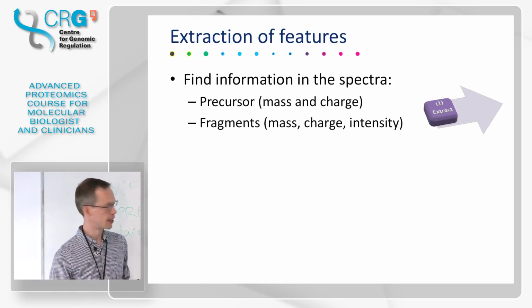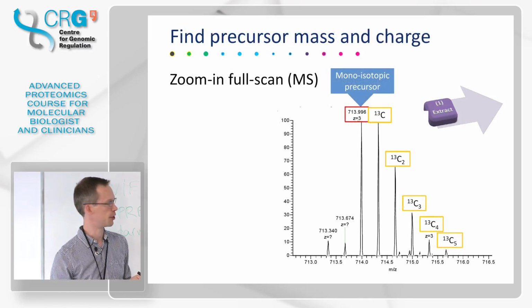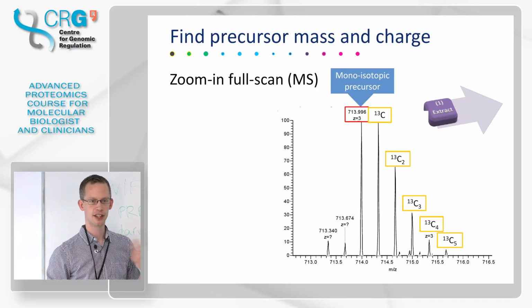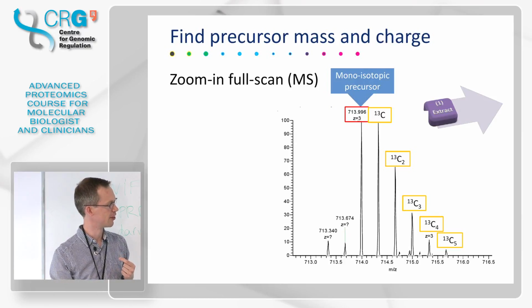So you did this yesterday, and you may not even have thought about the fact that you did it. You can look at a full scan, and what you essentially have is the monoisotopic precursor here. You have a few others, this is probably another peptide. And then you have the isotope envelope here. Do you know what this is? Okay, that's good. This is the number of naturally occurring carbons that makes this whole envelope actually one peptide. I hope you all know this. And then we can deduce the charge based on this.